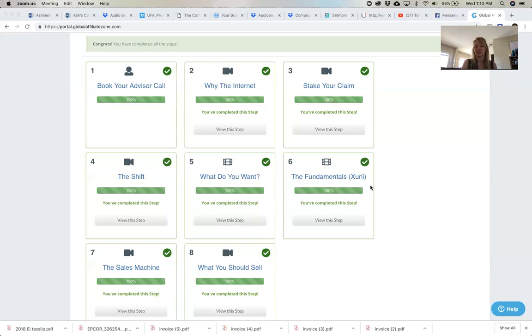So step 6, Zerly. Zerly is a software that Global Affiliate Zone has partnered with, which we get a discount. We get 60% off of this Zerly platform. And you remember how it used to be that we had to purchase our own domains separately and things like that, and we never used to have websites. So now it's changing a little bit.